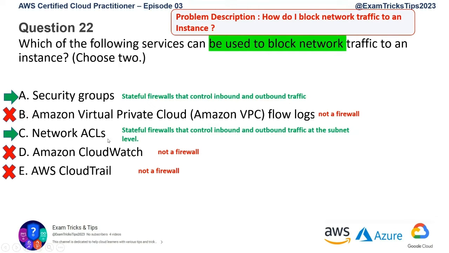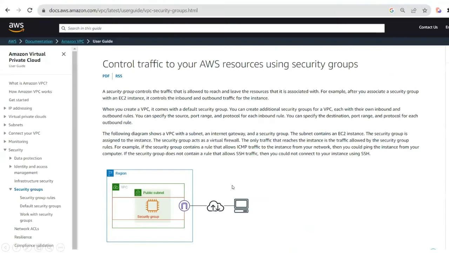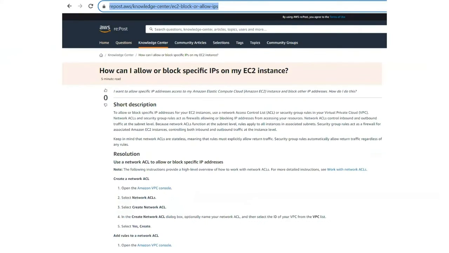Security groups and network ACLs can be used as firewalls that control the inbound and outbound traffic. So for question number 22, the correct answers are A and C. And in fact, I do have a piece of documentation from AWS which talks about the usage of security groups and network ACLs for controlling traffic, and you'll find the link in the video description. So this is the first bit around it, and then this particular section talks about how you can use ACLs as firewalls for blocking IPs.